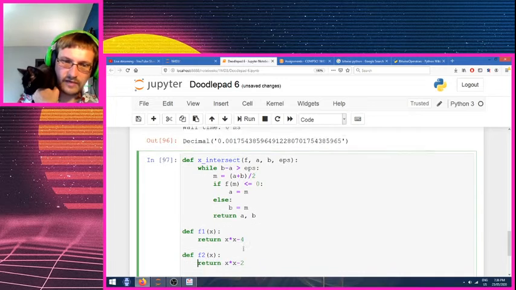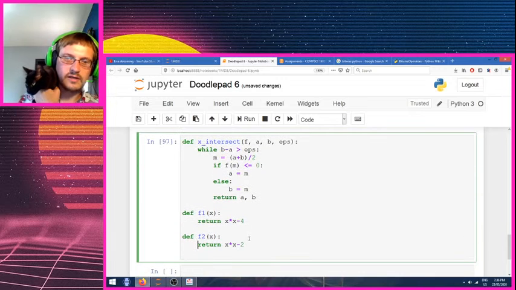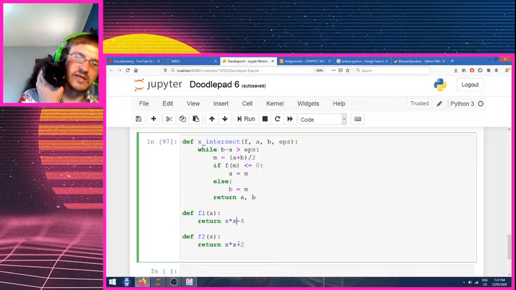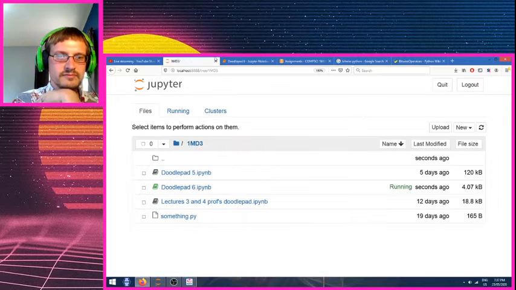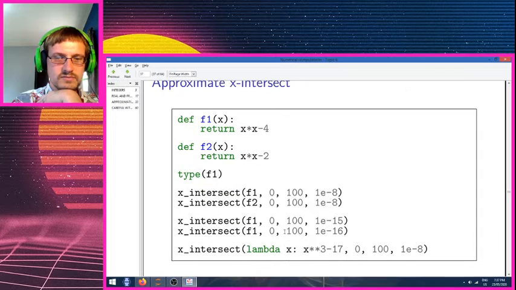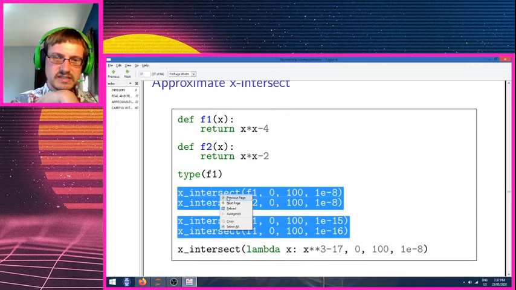So, f1 and f2, there we go. Just regular functions, and if you examine them, you'll see that the x-intercept of this one will be 2, and this one will be some decimal. She's so cute. So, let's try some tests.